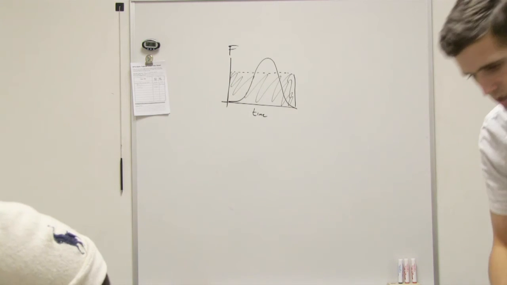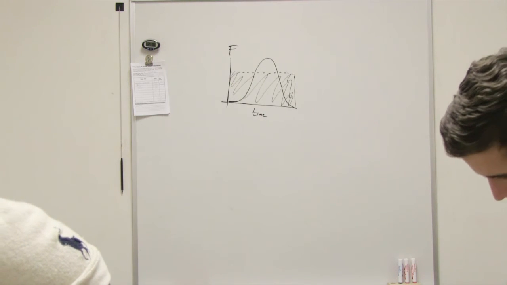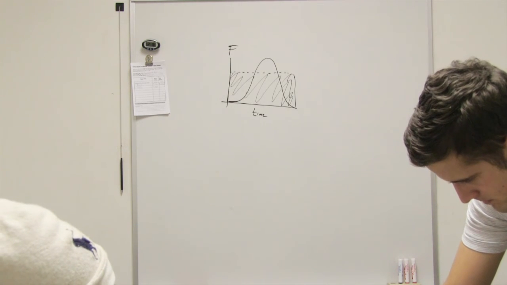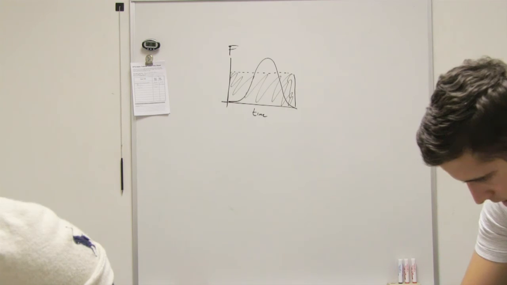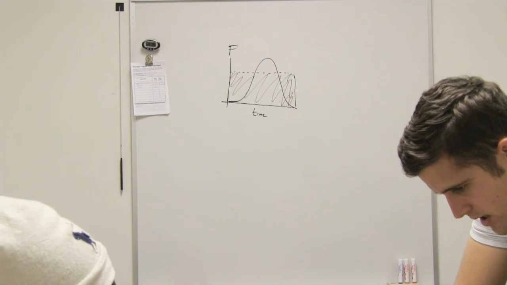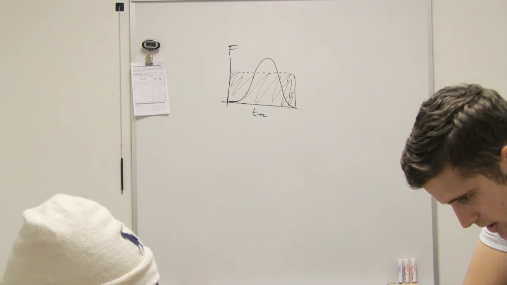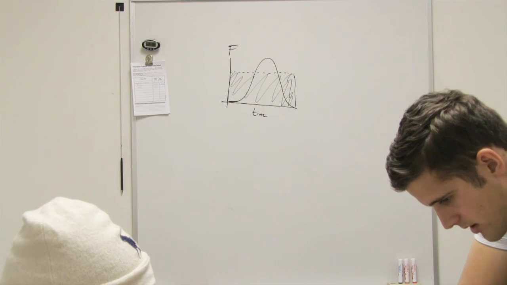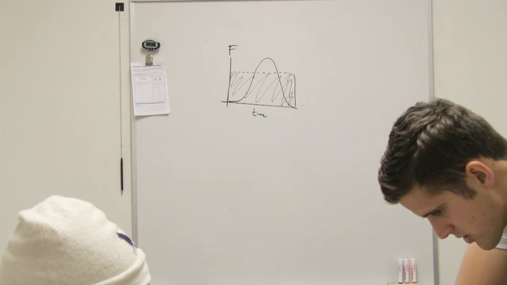Typically, I don't think in this class they have you do much integration to find impulse. So typically they'll give you a triangular shaped impulse graph and you find the area underneath that, or force versus time graph. They're usually triangles.